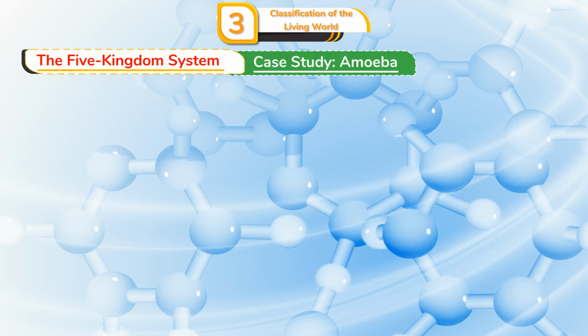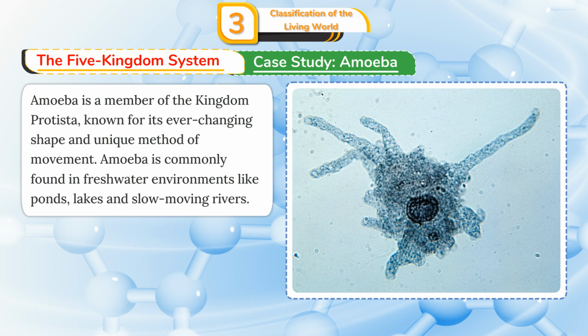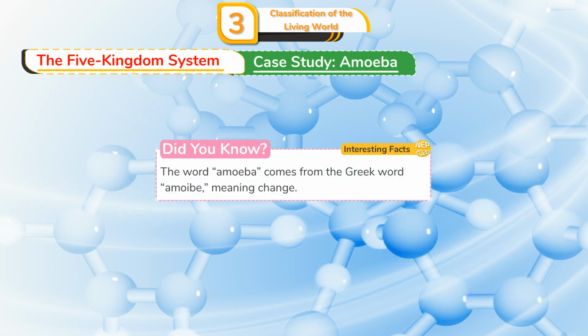Case study: amoeba. Amoeba is a member of the kingdom Protista, known for its ever-changing shape and unique method of movement. Amoeba is commonly found in freshwater environments like ponds, lakes, and slow-moving rivers. Did you know? The word amoeba comes from the Greek word amoeba, meaning change.